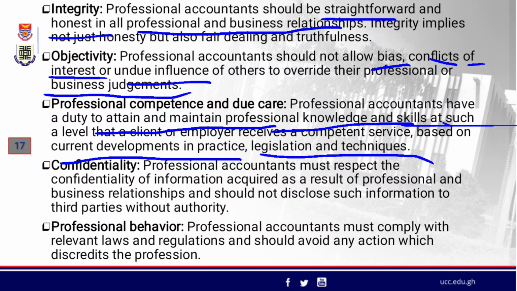Confidentiality. Professional accountants must respect the confidentiality of information acquired as a result of professional and business relationships and should not disclose such information to third parties without the consent of the authorities or management. Professional behavior. Professional accountants must comply with relevant laws and regulations and should avoid any action which discredits their profession.